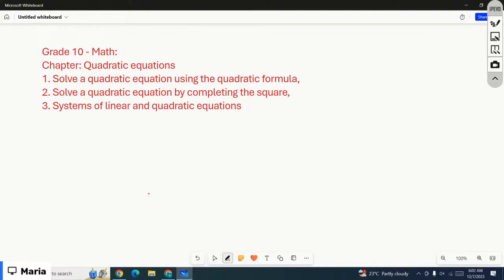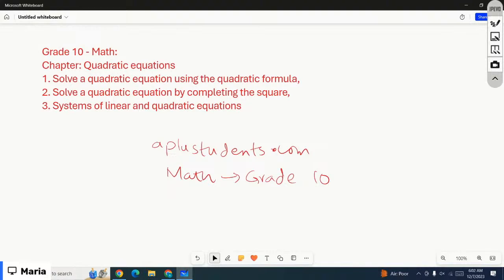We are here for grade 10 math. You can find all the lessons on aplusstudents.com. You have to log in there using your email address and the password provided by the administrator. Then select math from the subject tab. Scroll down to grade 10 and click on view all lessons. There you can find the list of the chapters.